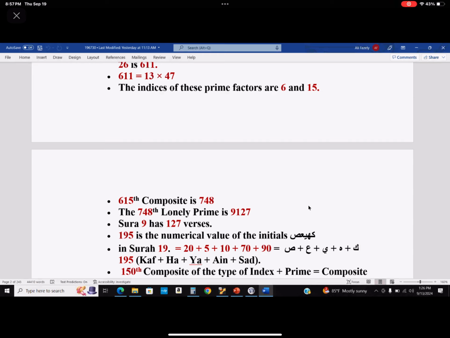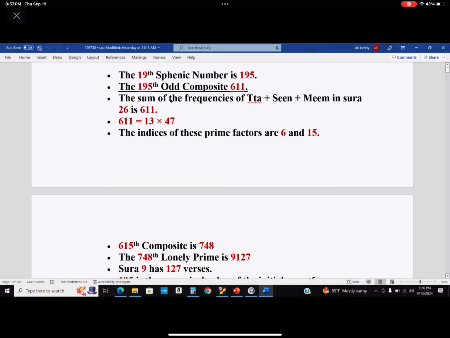So you see that chapter 26, the sum of the frequency of the initials in there, comes back in here and tells you what the numerical value of Kaf, Ha, Ya, and Sad is, by virtue of its position in the odd composites, which is 195. And that is absolutely amazing and mind-boggling.